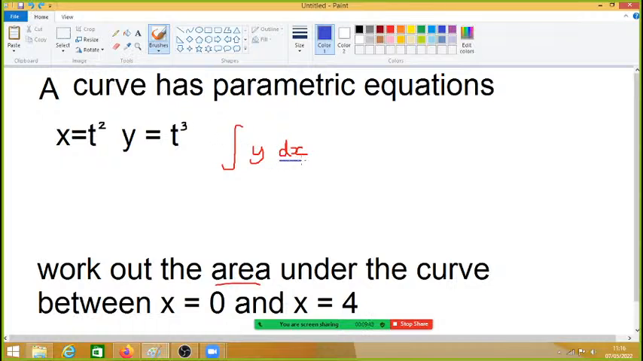Let me divide it by dt and then times it by dt. So that way, I haven't changed anything. It's still the same question, still gives me the same answer, but I've just made it look different. And the beauty of that is that now I can start substituting in. So if you think about the y, well, the y is t cubed, so that can go in place of y.